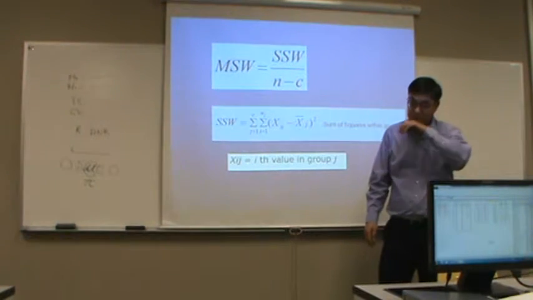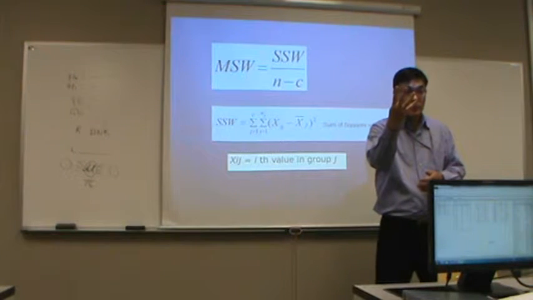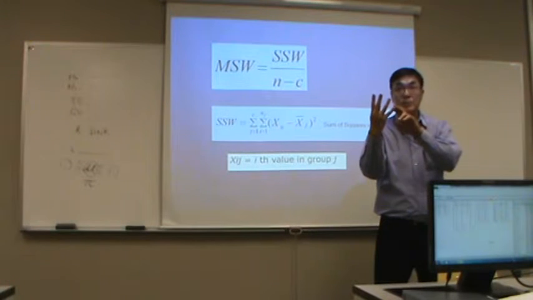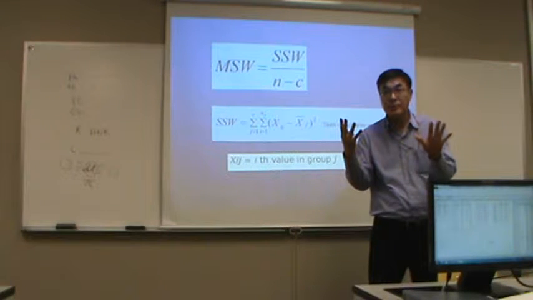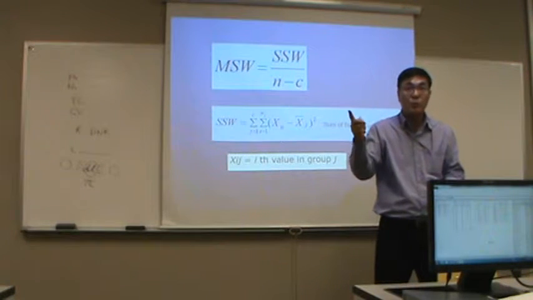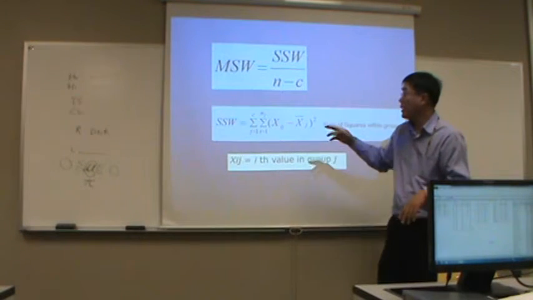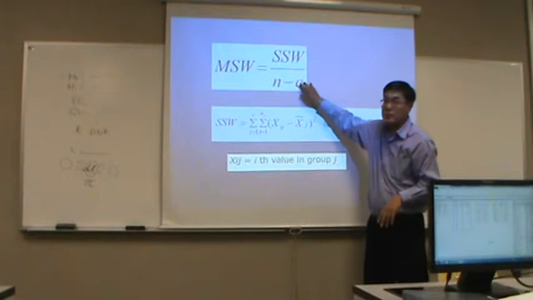That is, if there are 4 groups, then C equals 4, right? Then each sample or group has 5 members. 4 times 5, total sample size is 20, right? So in that case, N minus C is 20 minus 4.